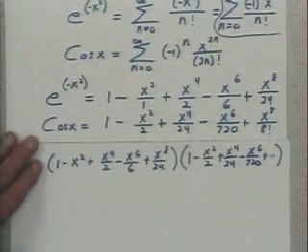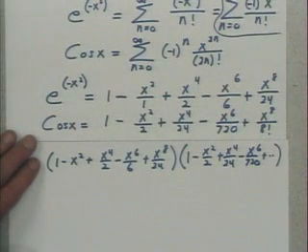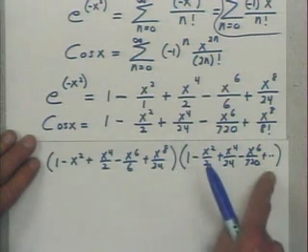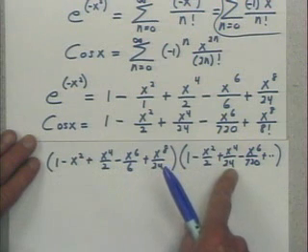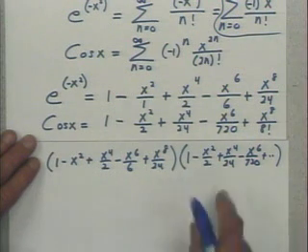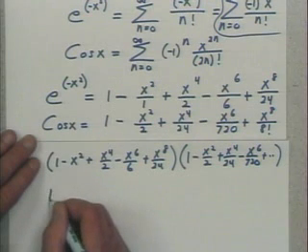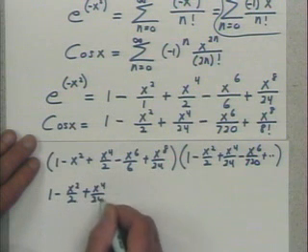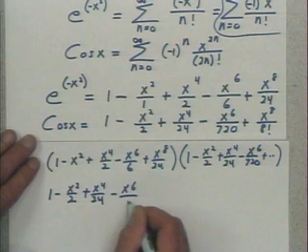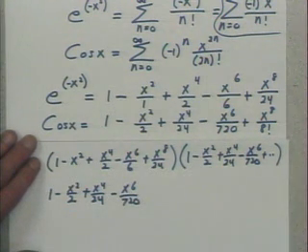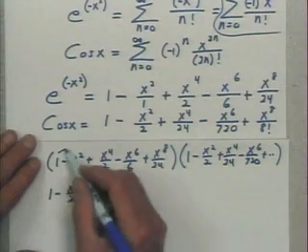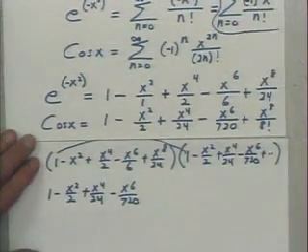Okay? Now how do you multiply those? Well, it's distributive. In other words, you have to do 1 times each of these first, and then you have to do x squared times each of these. What if you took 1 times each of those? What would you get? 1 minus x squared over 2 plus x to the 4th over 24 minus x to the 6th over 720, right? That's 1 times each of these. Distributive. You know, FOIL, expanded.